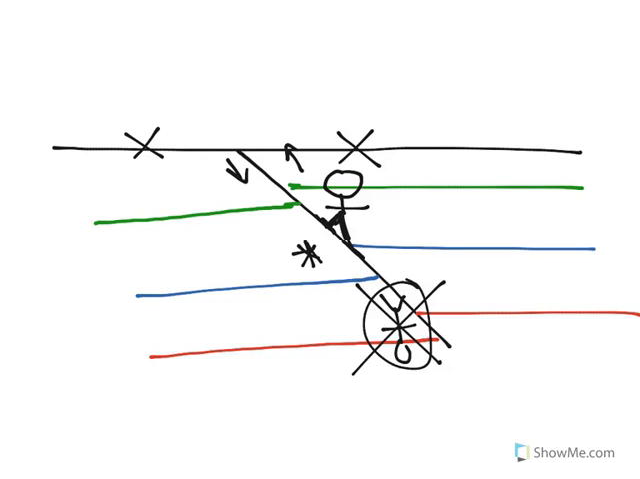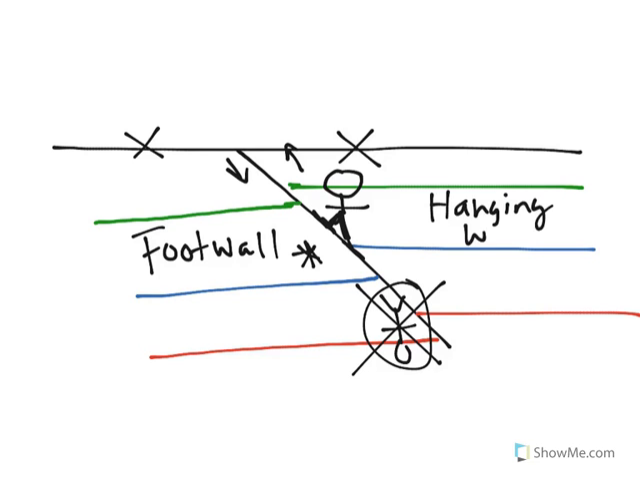So whatever side my feet are touching, that is known as my footwall. Whatever side is on the other side, that would be above me, that's what we call the hanging wall. That would be the side, if you were a coal miner standing in there, you could hang your lantern from.